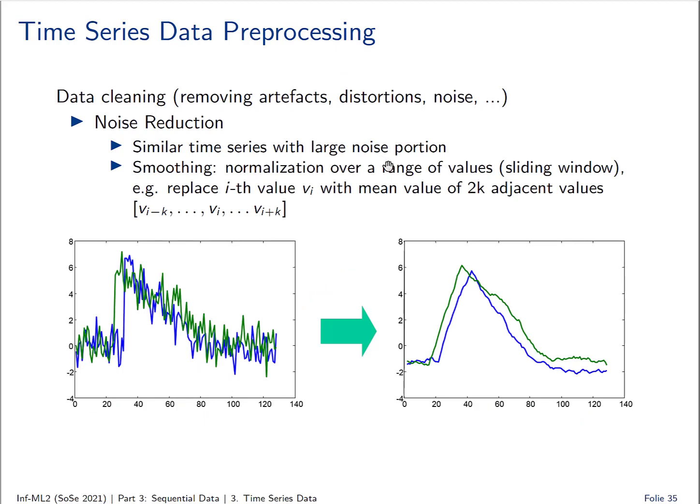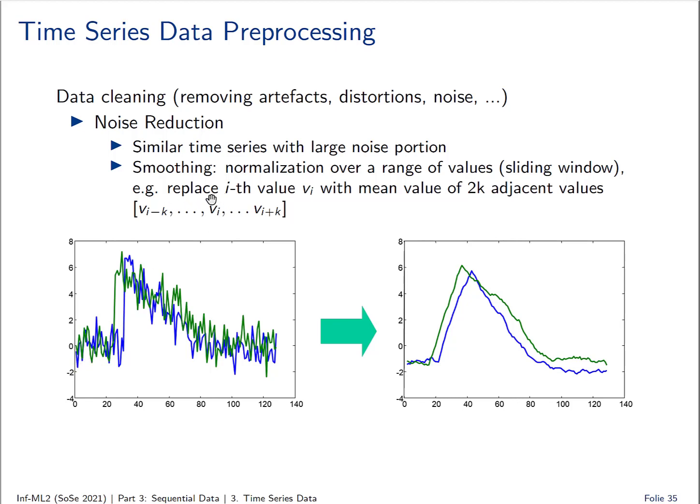Last but not least, what we want to show you is noise reduction. In that case, we want to have similar time series and reduce noise. We may have similar time series with a large noise portion. What we can do here is so-called smoothing, which is a normalization over a range of values. Typically we use a sliding window, a window of k or 2k adjacent values, and we aggregate the values in the sliding window by just one value.